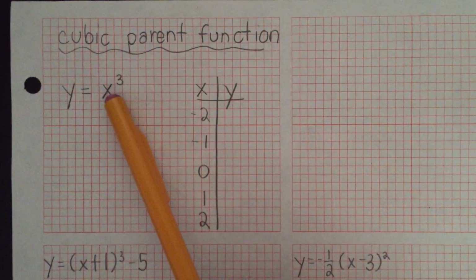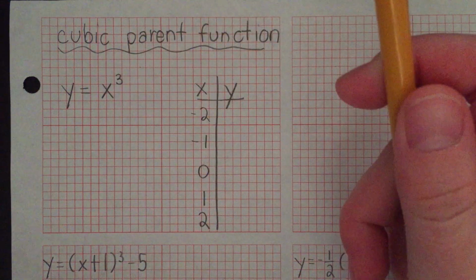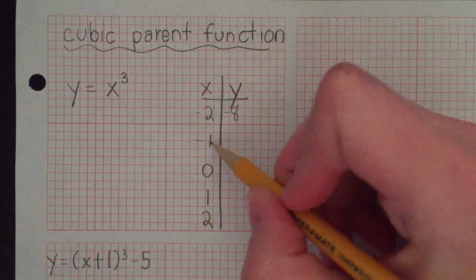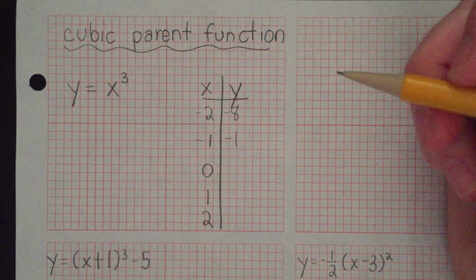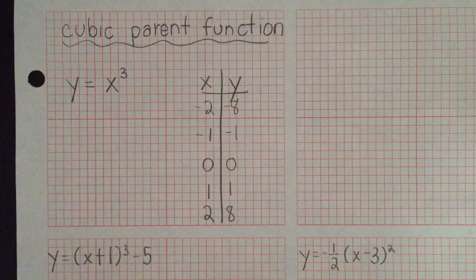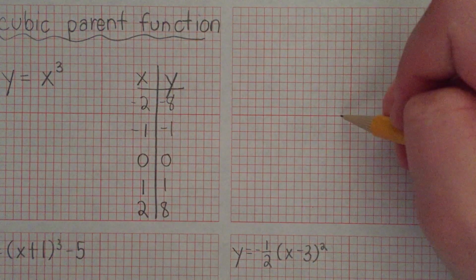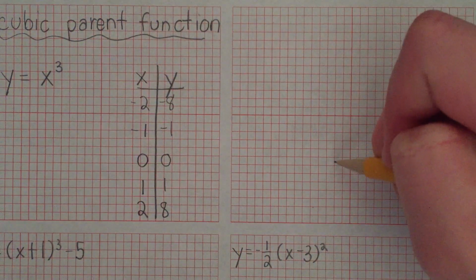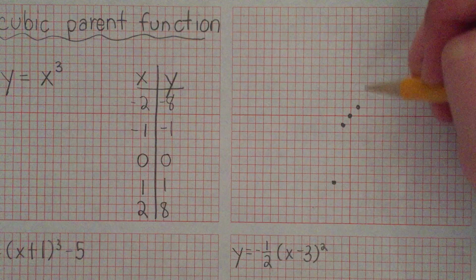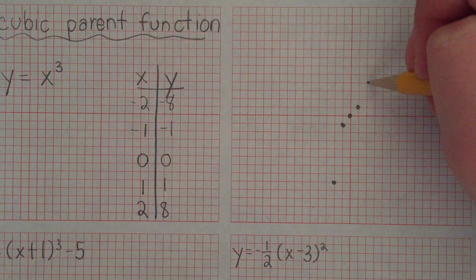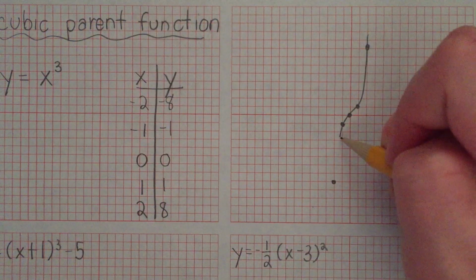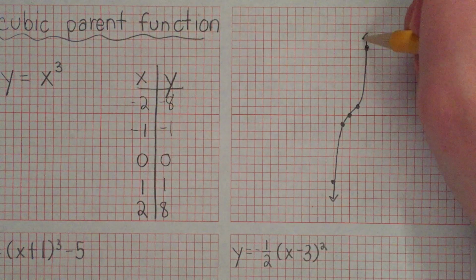If I plug in -2 for x, -2 cubed is -2 times -2 times -2, which is -8. -1 cubed is -1, 0 cubed is 0, 1 cubed is 1, and 2 cubed is 8. So plotting these points, I get (-2, -8), (-1, -1), (0, 0), (1, 1), and (2, 8). This is what your cubic parent function graph looks like.